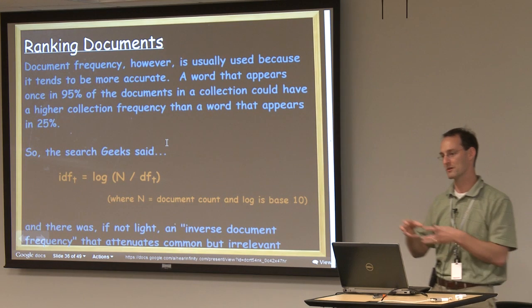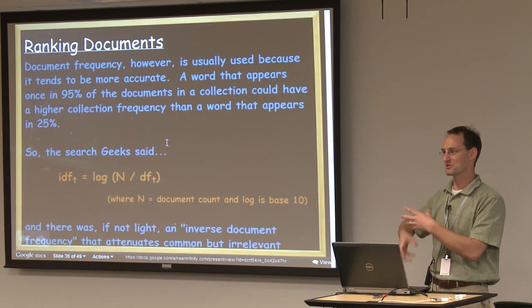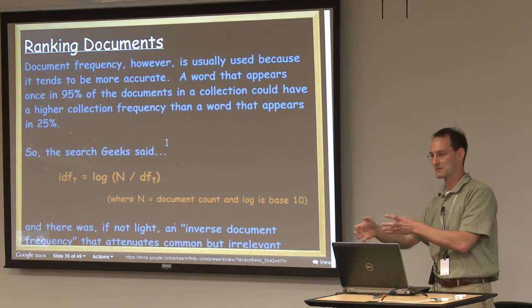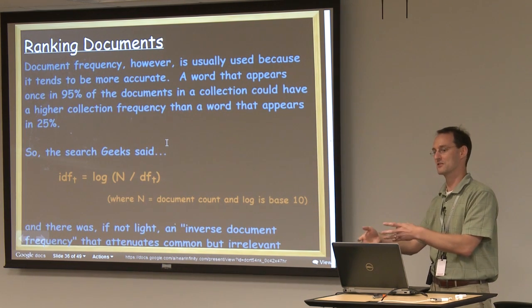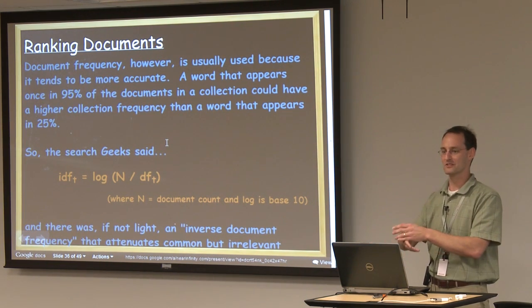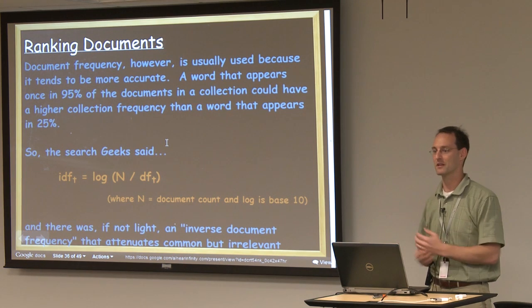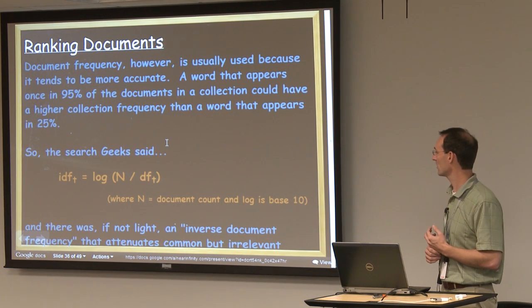Obviously, if there's a word that only appears in 25% of your documents, common sense tells you that probably those documents are related, or at least there's a greater chance that they're related to a particular topic, versus something that's just in every topic that you might be covering in your article.